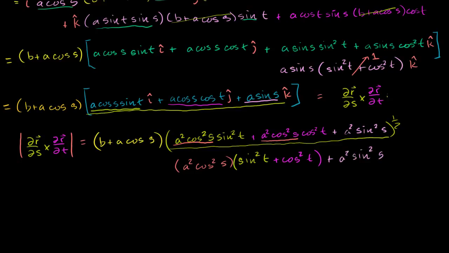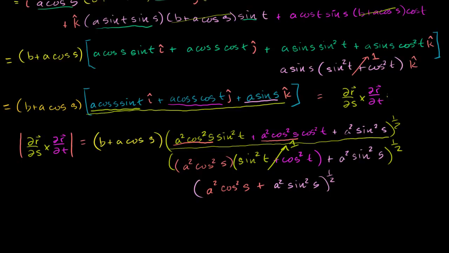And of course, all of that is to the 1/2 power. Now what is this? Well, we have sine squared of t plus cosine squared of t. That's nice. That's equal to 1, the most basic of trig identities. So this expression right here simplifies to a squared cosine squared of s plus this over here, a squared sine squared of s. And then all of that to the 1/2 power.